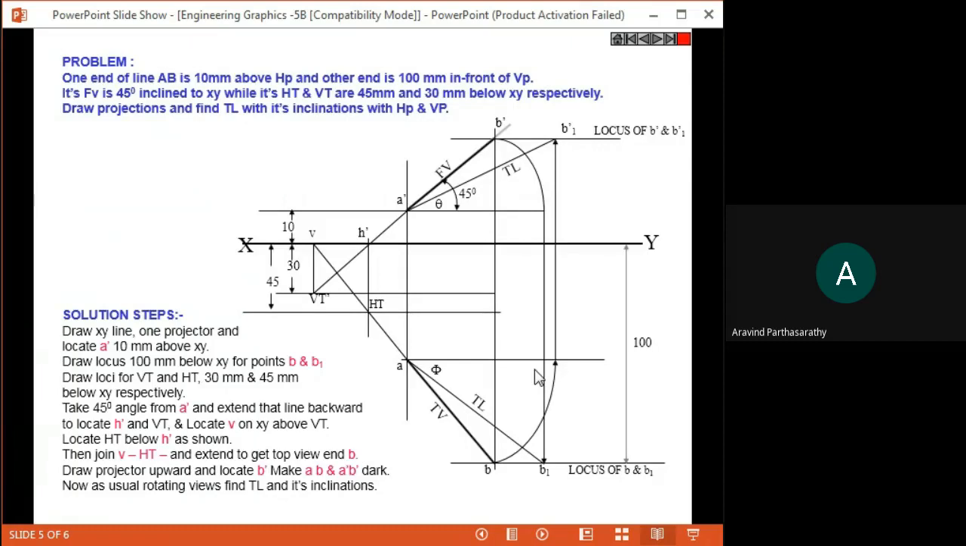ഐ ഹോപ്പ് ഇത് 2-3 പ്രാവശ്യം നിങ്ങൾ ചിന്തിച്ചാൽ മാത്രമേ നിങ്ങൾക്ക് പെട്ടെന്ന് മനസ്സിലാവുള്ളൂ. വെർട്ടിക്കൽ ട്രേസ് ആൻഡ് ഹൊറിസോണ്ടൽ ട്രേസിന്റെ ഒരുപാട് പ്രോബ്ലംസ് നമ്മുടെ ടെക്സ്റ്റ് ബുക്കിലുണ്ട്. ജസ്റ്റ് ഒന്ന് ഫോളോ അപ്പ് ചെയ്യാം. കാരണം ഈ ഒരു പ്രോബ്ലം വെച്ചുകൊണ്ട് മാത്രം നിങ്ങൾക്ക് ഐഡന്റിഫൈ ചെയ്യാൻ പറ്റില്ല എങ്ങനെയാണ് ഈ ലൈൻ വന്നത്. ജസ്റ്റ് ഫോളോ ദ സൊല്യൂഷൻ സ്റ്റെപ്സ് ഒന്ന് നോക്കി നോക്കുക.